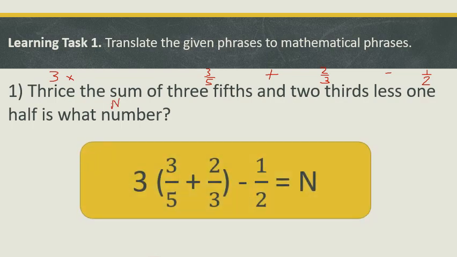Thrice, so 3 times. Parenthesis natin yung 3/5 and 2/3 kasi the sum of. So, 3/5 plus 2/3, then yung less is minus 1/2 equals yung what number, which is n.